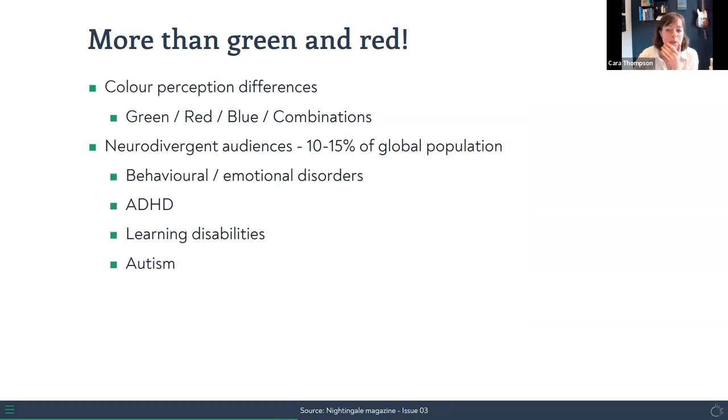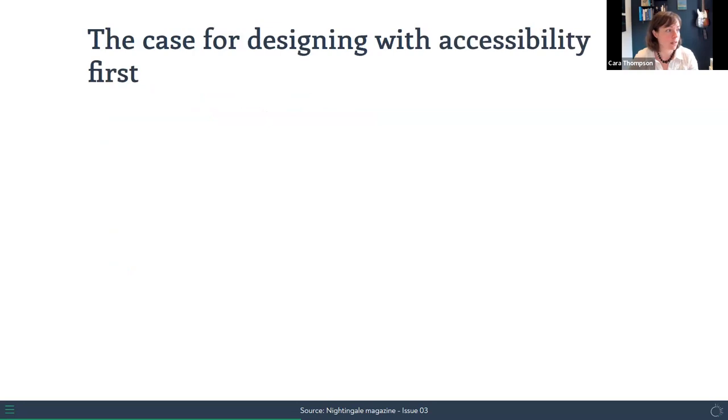So color perception differences, there are lots of different ones. So we always think about red and green, but actually some people struggle with green, some struggle with red, some with blue, and some with combinations of the two. So just factoring in red and green isn't really going to be enough to make sure that it works for everybody. And accessibility is more than just color. It's also about neurodivergent audiences, which account for 10 to 50% of the global population. And there are a bunch of different things that fall into that grouping, which is quite a useful, helpful term when we're thinking about how do we make sure that our plots work well for everyone.